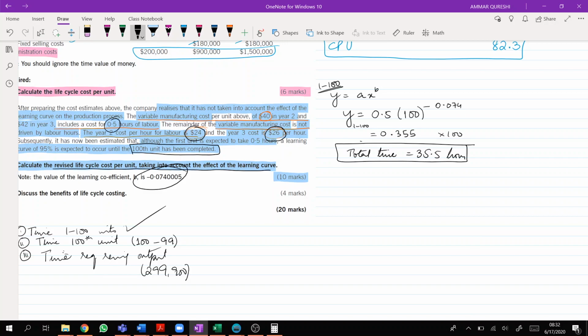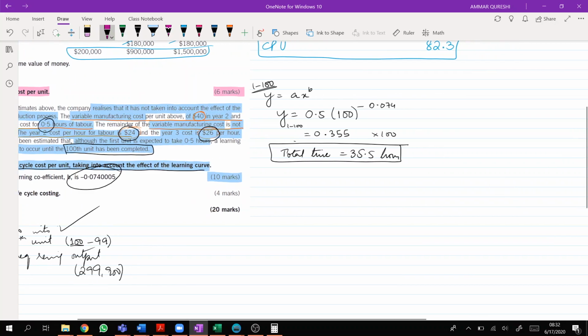For the second calculation, we now know that total time required for first 100 units is 35.5 hours. Now what we have to calculate? We have to calculate time required for 99 units. So we will apply the same formula, from 1 to 99. This will be y is equal to ax raised to the power b. So y will be equal to 0.5 into 99 raised to the power minus 0.074.